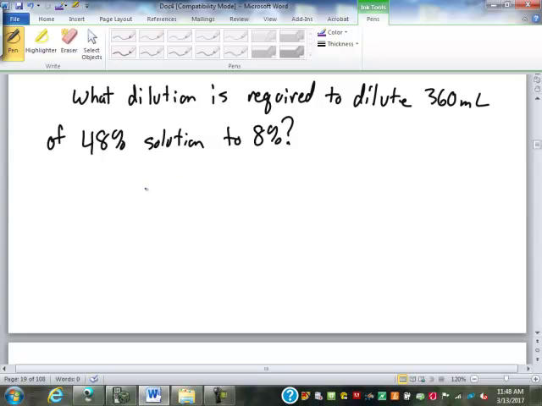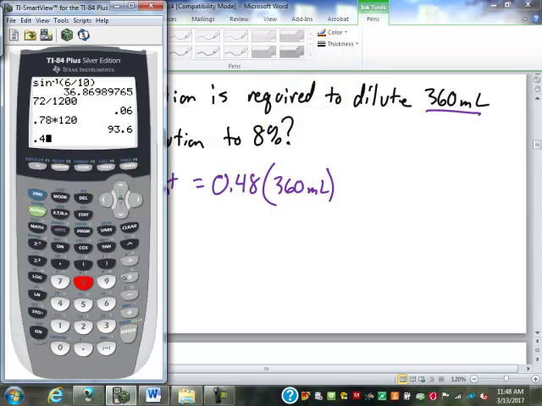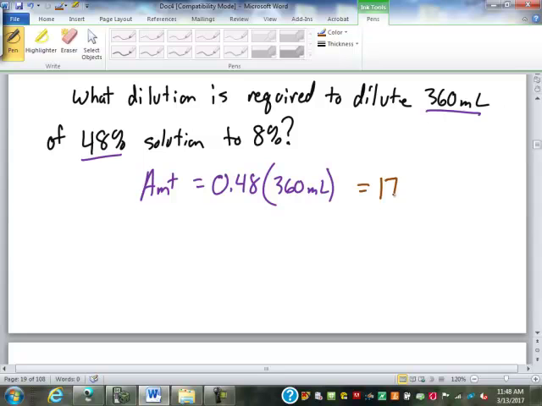So again, we're going to start out looking at that active ingredient. So the amount of serum here, 48% is what we're starting with, 0.48, and our starting volume is 360. So we do 0.48 times 360. We get 172.8 milliliters of our active ingredient.